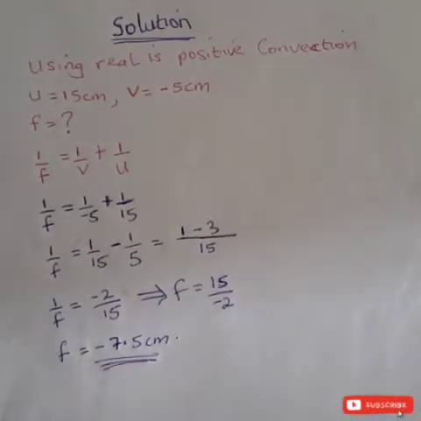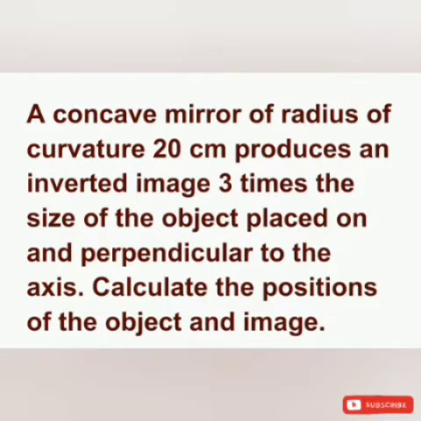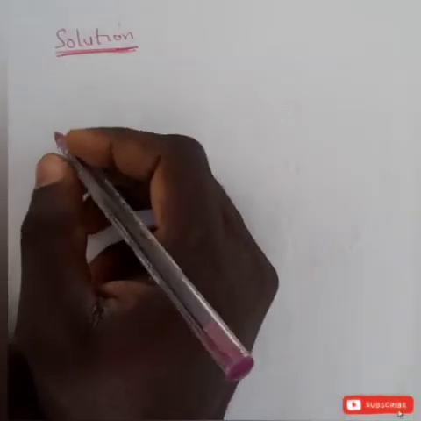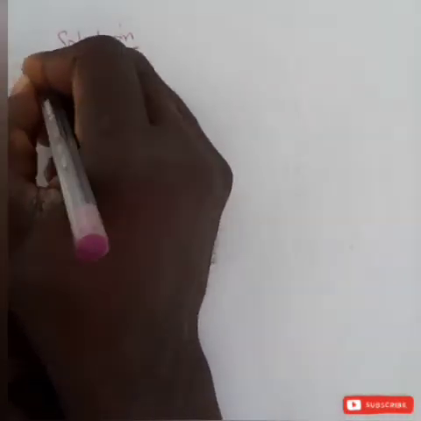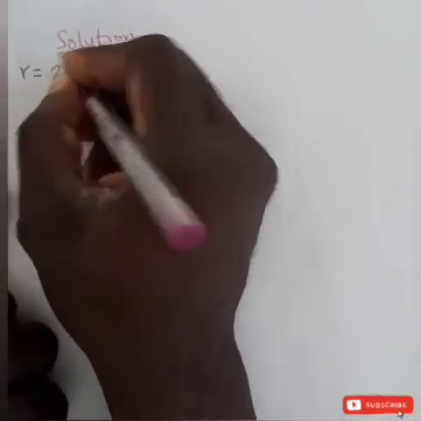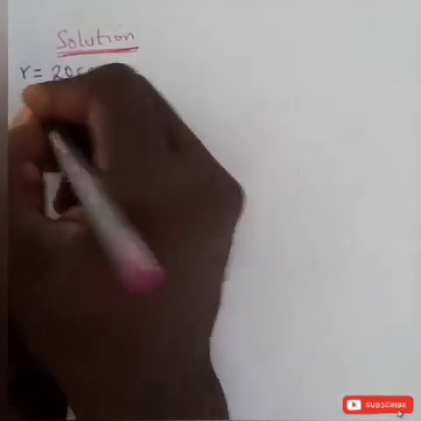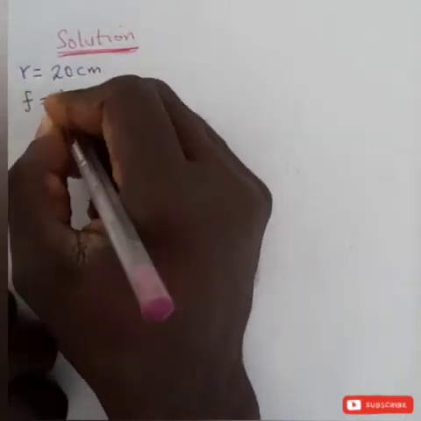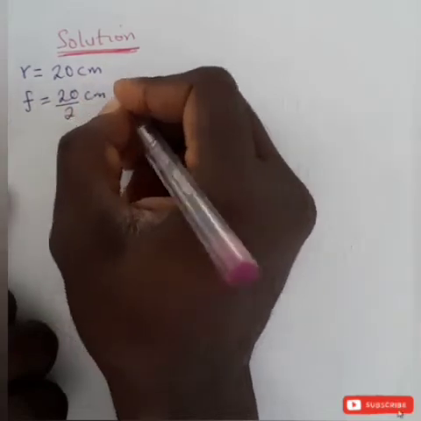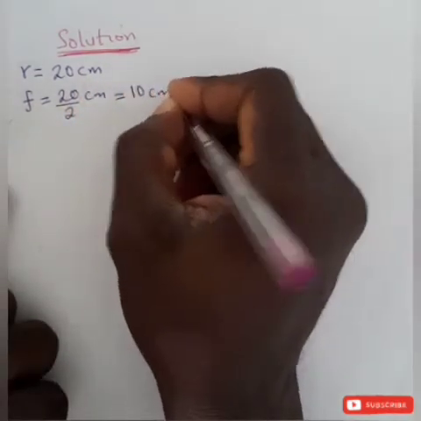So example 3, a concave mirror of radius of curvature 20 cm produces an inverted image 3 times the size of the object placed on the perpendicular to the axis. Calculate the positions of the object and the image. So the radius of curvature of the mirror R is equal to 20 cm. So the focal length of the mirror is going to be equal to 20 divided by 2. That is equal to 10 cm.